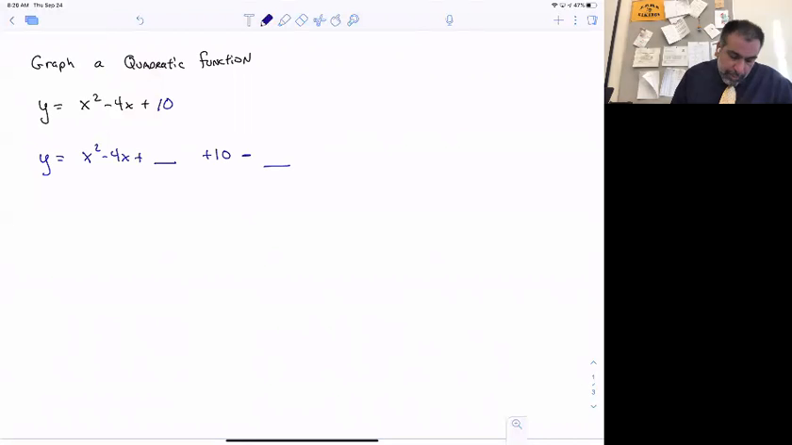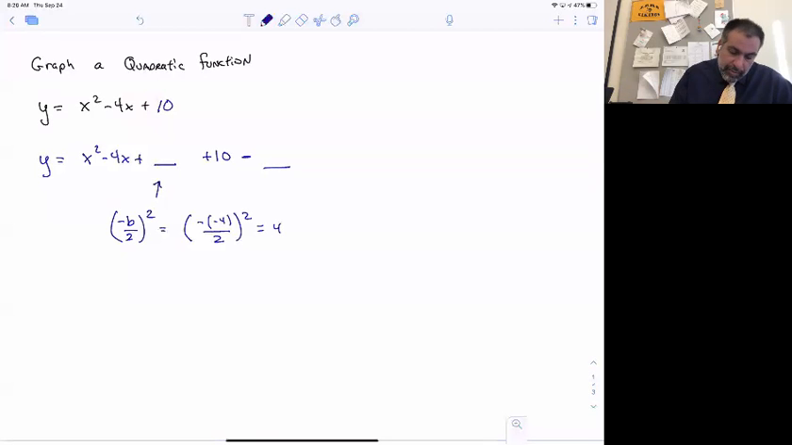Remember from yesterday, the way we find that mystery number is we use the formula negative b over 2, quantity squared. In this case, that's going to be negative 4 over 2, quantity squared. When we find that value, we're going to get 2 squared, and that's going to equal 4. So the value that we need to help us complete the square is positive 4. We put that in that spot. But to keep the balance, we need to put a negative 4 there. It's imperative that we don't change the value of the equation.